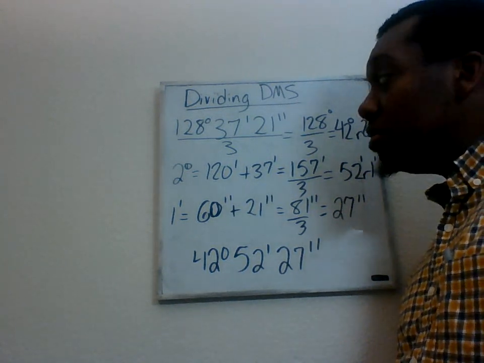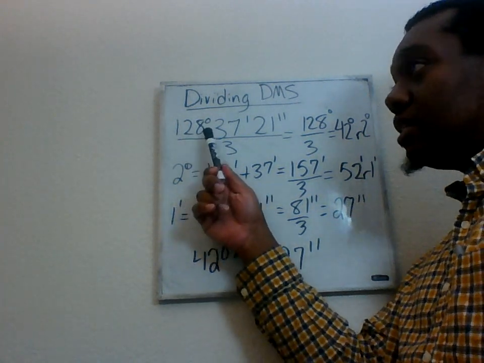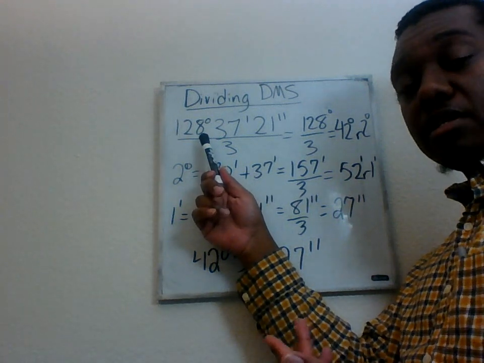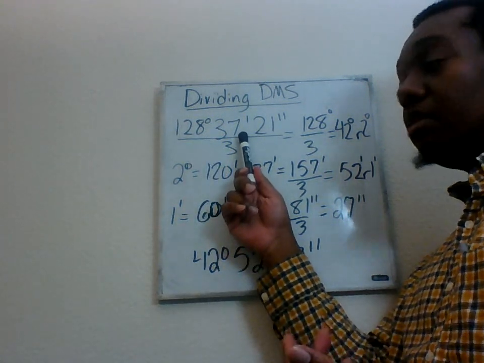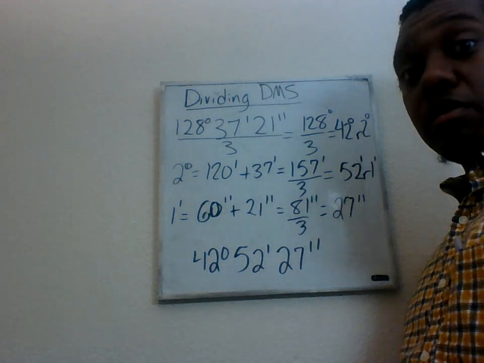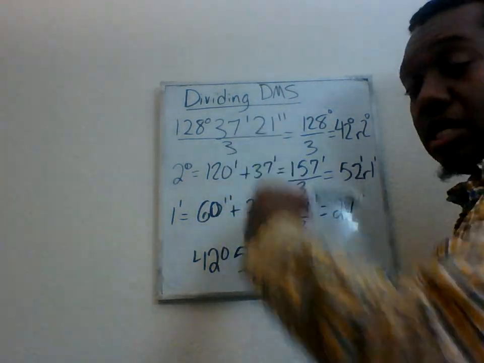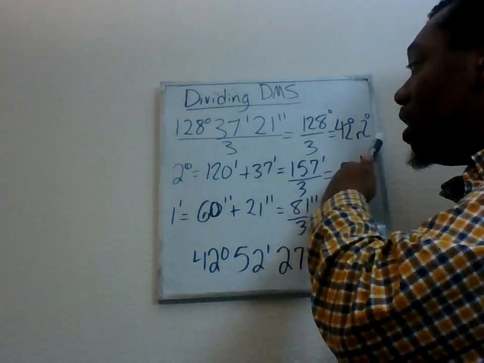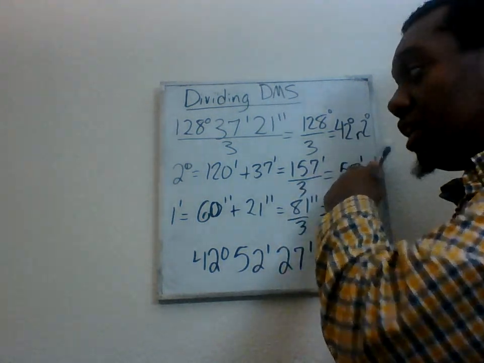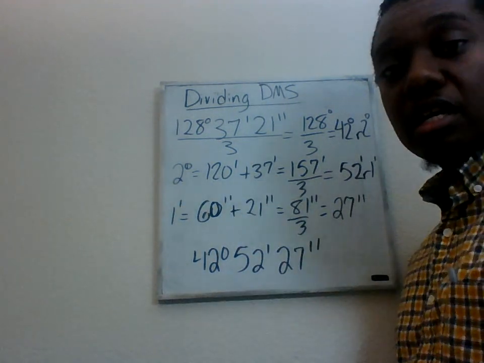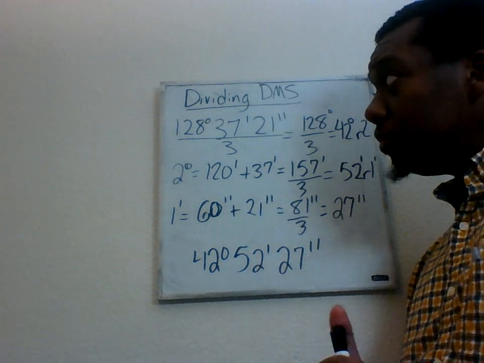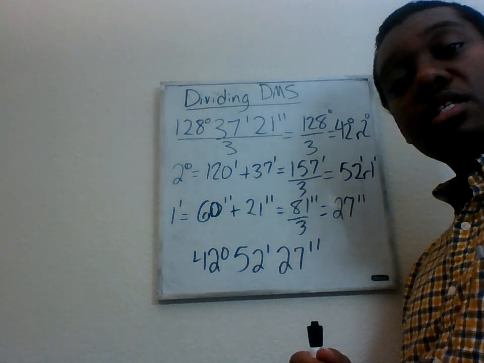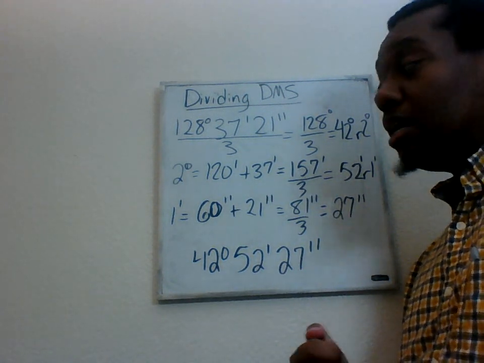I've also seen people that will divide this, take the decimal, and multiply times 60 to see what it would be in the next level, which is also fine. In essence, it's doing the exact same thing still. Instead of us calling this 2/3, we're just saying it's a remainder of 2 and then converting it to the next level. So, regardless of what method you use, this is dividing degrees, minutes, seconds.